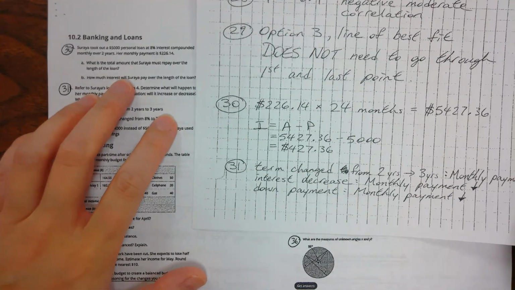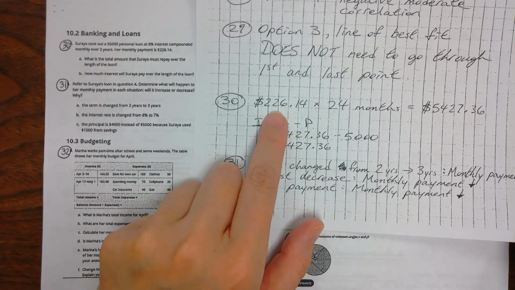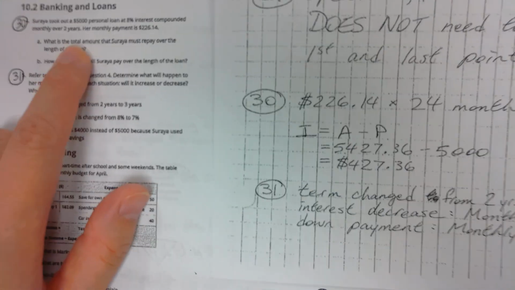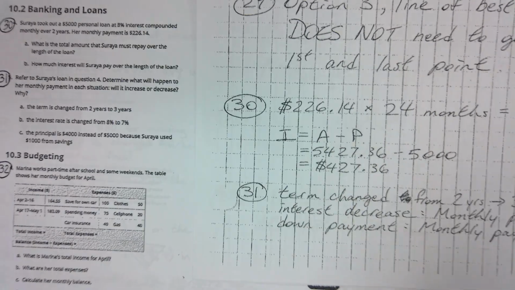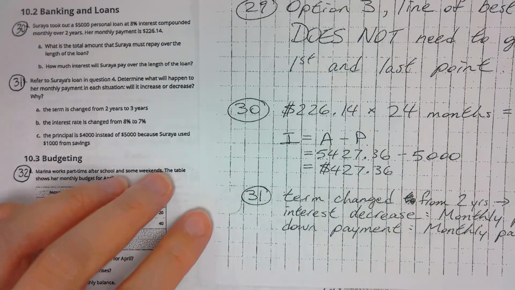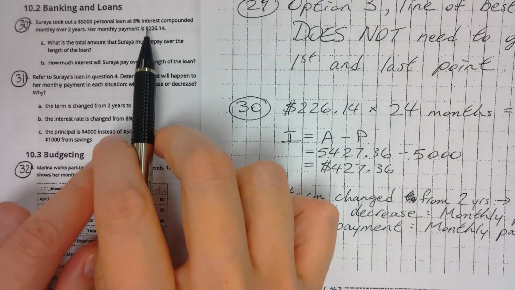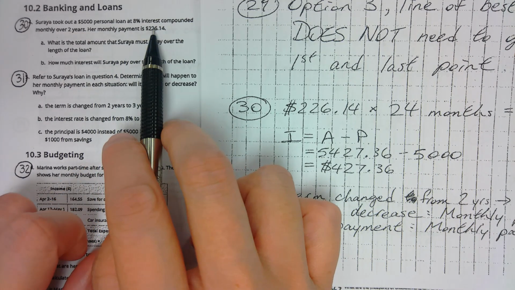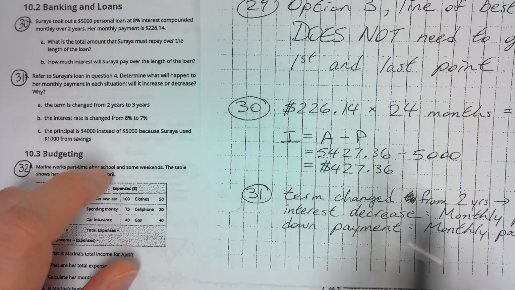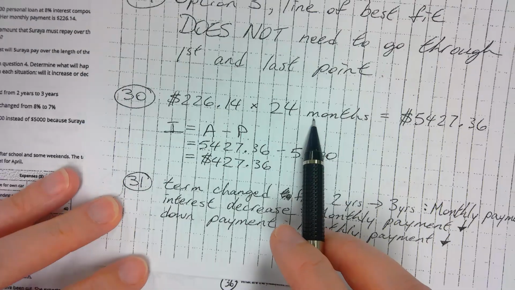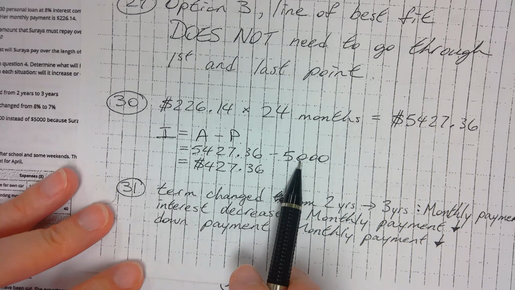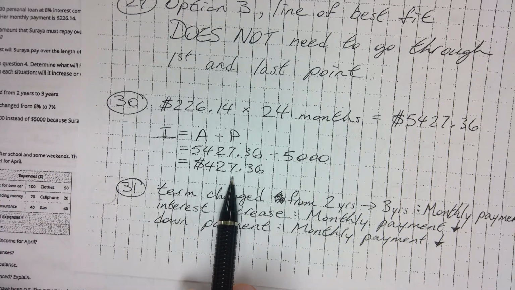Okay. So number 30. Some people were confused with this question. They were saying, so what do I put in the compound interest formula? Well, this one you actually don't need to calculate anything because it already gave you your monthly payment. It tells you how much you have to pay. So all you're doing is just multiplying it by 24 months and then you get this. When you subtract it from your principal amount, you'll see that the interest you paid is $427.